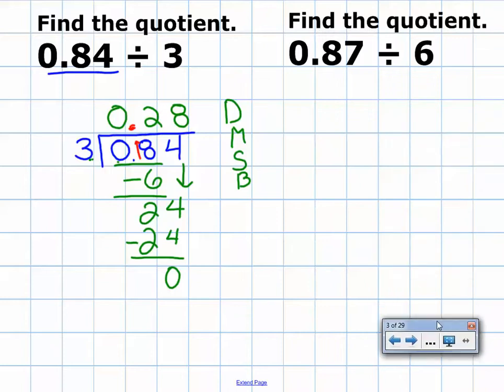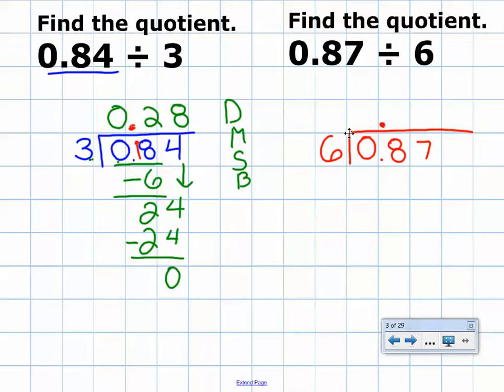Okay, we're going to now do this one together as well. So let's rewrite the problem to start. I'm going to put my 0.87, my 87 hundredths, inside the house, and my 6 is going to go outside of the house. So hopefully you've rewritten it with me like that. I'm going to bring my decimal directly up into my quotient, my answer, and from here I'm going to just divide like I would with any other problem.